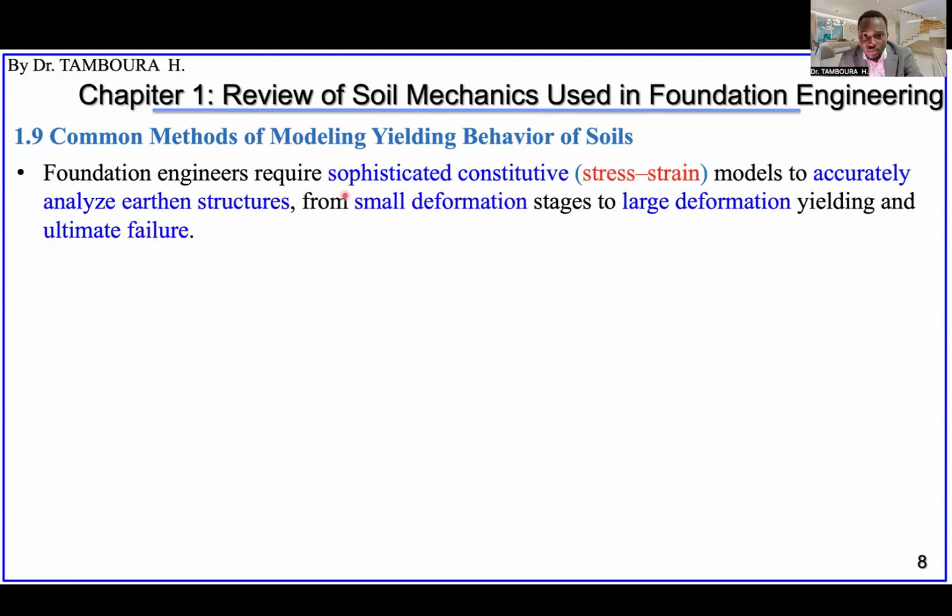So we need a sophisticated constitutive model. Constitutive model means stress-strain model, the relationship between the stress and strain. We need a very good, very powerful one to allow us to accurately analyze the structure, from small deformation stages to large deformation, yielding and ultimate failure. A linear model alone is not enough.